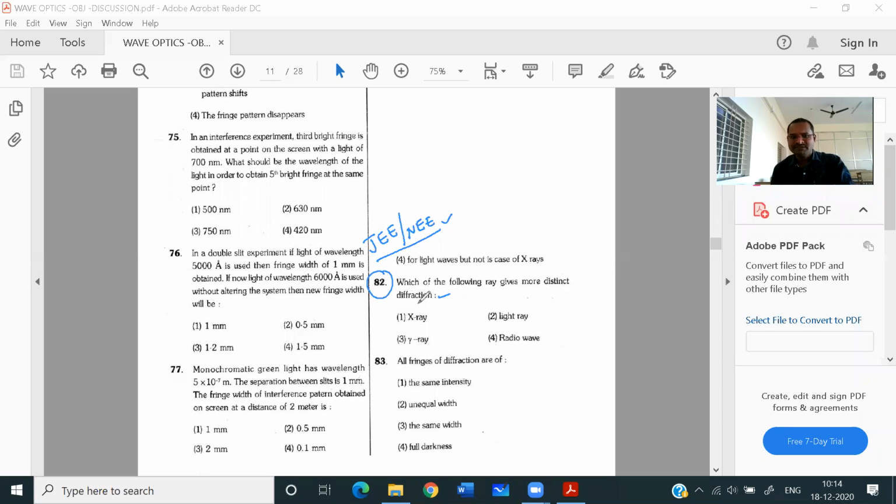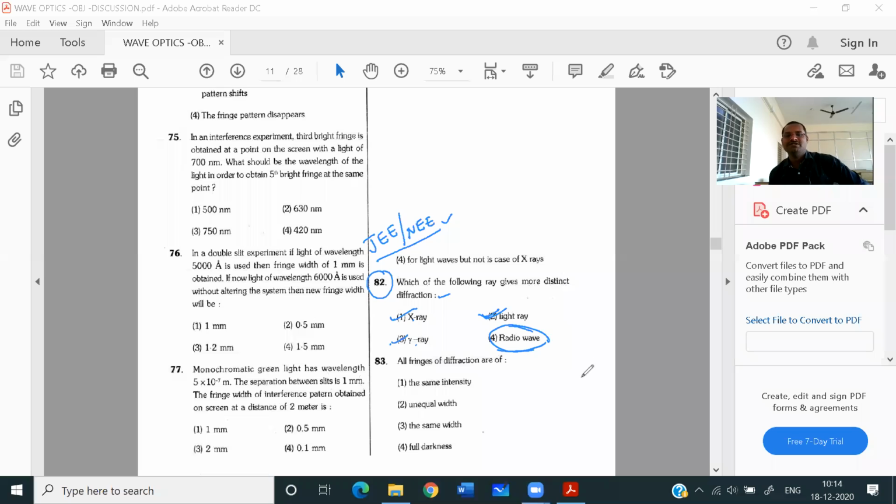Okay. See here, X-rays, light rays, gamma rays. All these three come under light rays only, electromagnetic waves. Radio waves are also electromagnetic waves only. X-rays, gamma rays and radio waves are all electromagnetic waves only. Light ray is also an electromagnetic wave only. Clear? Yes. Now among all these four, which gives more distinct diffraction?